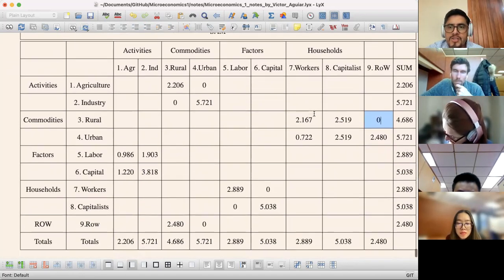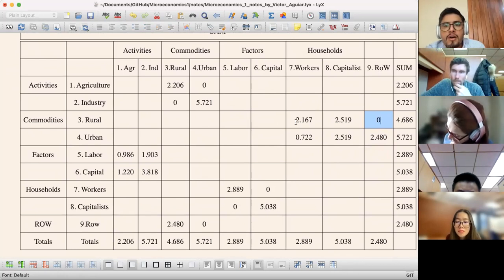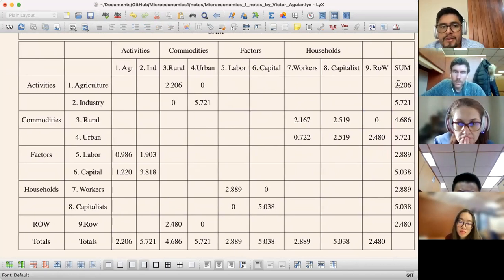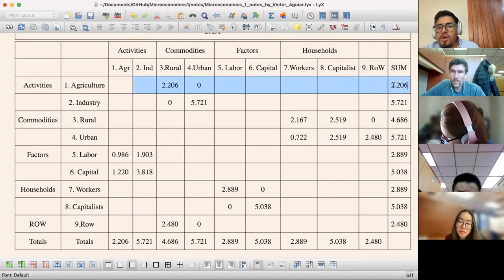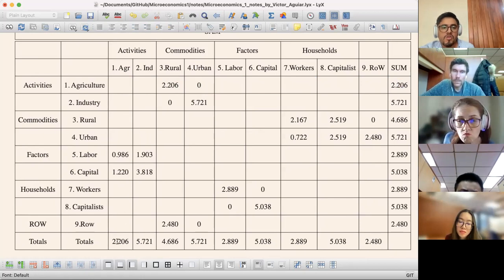Now, an important thing about the SAM. This is a square matrix, right? All the flows in this economy must be balanced. So supply is equal to demand, market clearing. So let's check, for instance, all the payments from factors 1 to 9, right, to the activity agriculture. If you add everything, this gives you 2.2. Now, when you check all the payments of 1 to all sectors, right, then it must also be 2.206, right? Essentially, this is supply equals demand, right?